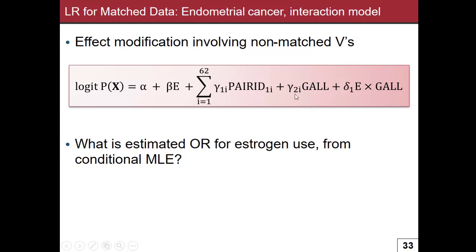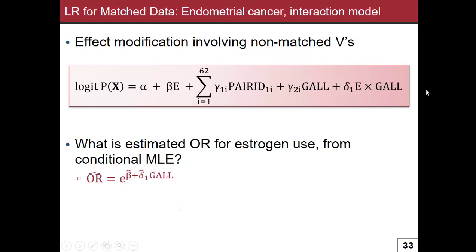And so here we have V2 for gall, a single V2 term, and then here's the interaction term between exposure and gallbladder disease status. So this sort of makes sense to have this effect modification. This, not so much.